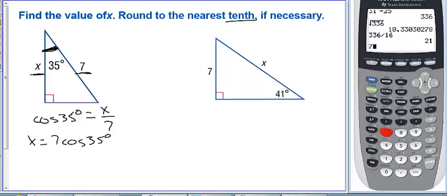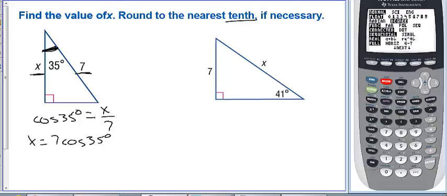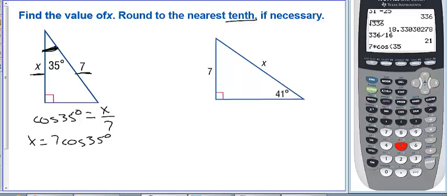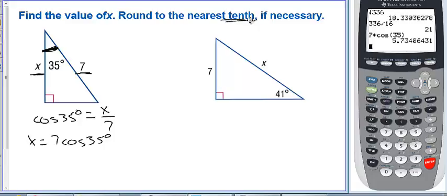So let's take 7 times, and we've got to go to mode on our calculator. The mode of this calculator is set to degrees, and you'll find out later what a radian is. But right now, since we're using degrees, and we're hitting the sine, cosine, or tangent button, our calculator has to be set in degrees, so we arrow over to degrees, press enter, and now we're ready to finish the problem. So 7 times cosine of 35 degrees. We press enter, and we get 5 point, rounding to the nearest tenth, 5.7.